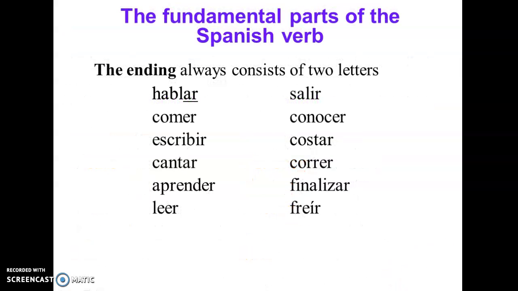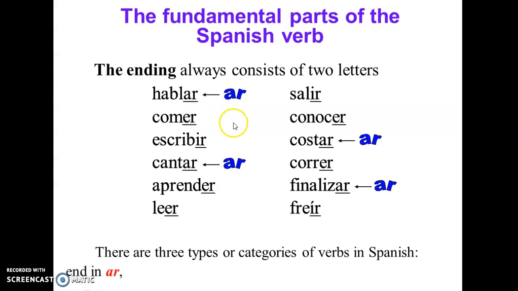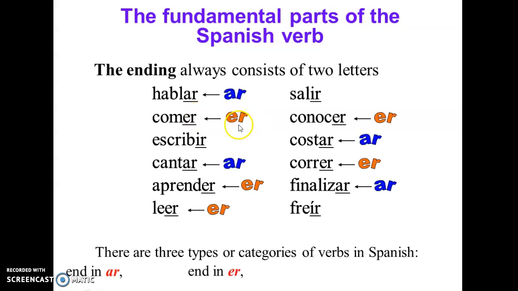Okay, the other part of the verb, the ending, consists of two letters. We have ar, also verbs that end in er, and verbs that end in ir. So the ending is the other fundamental part of a Spanish verb. Only three categories of possible endings in Spanish verbs.